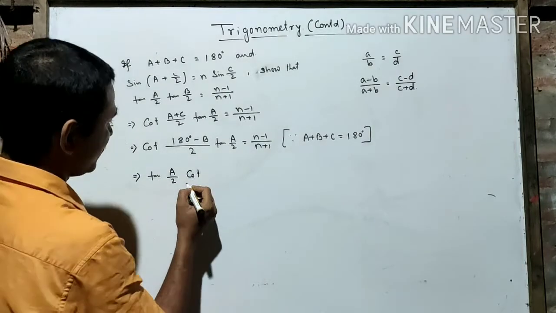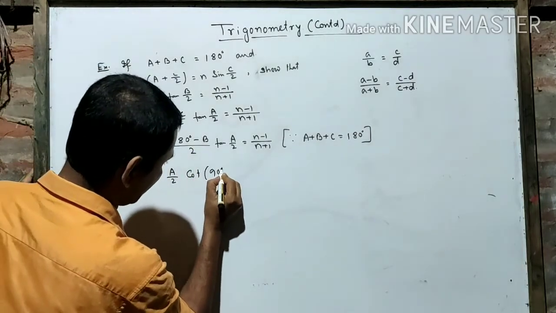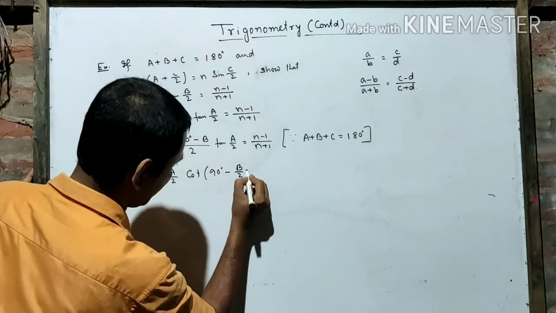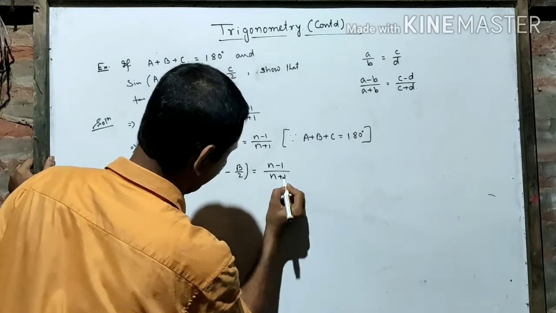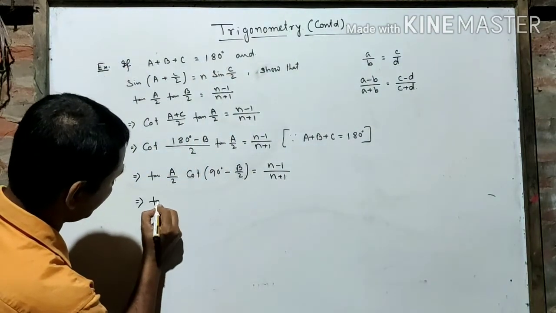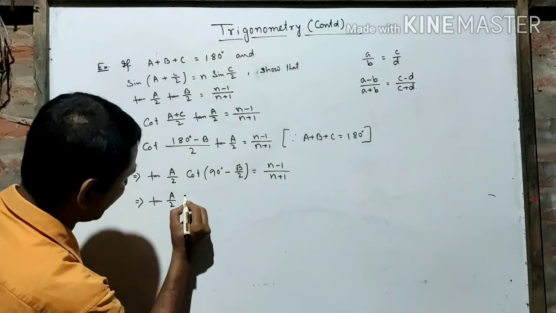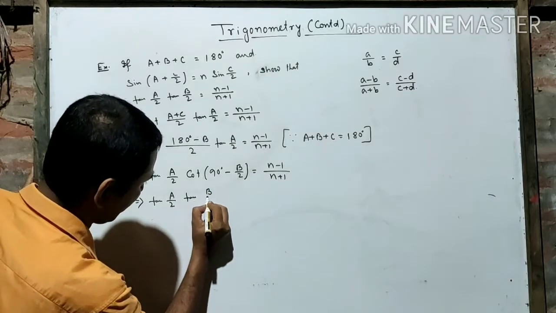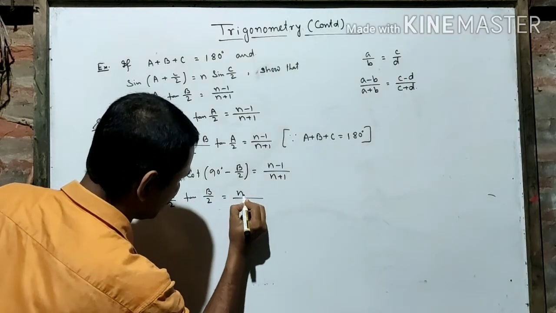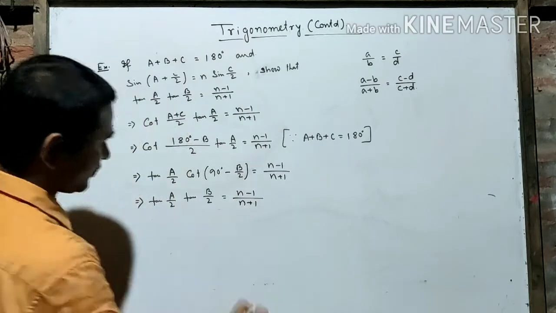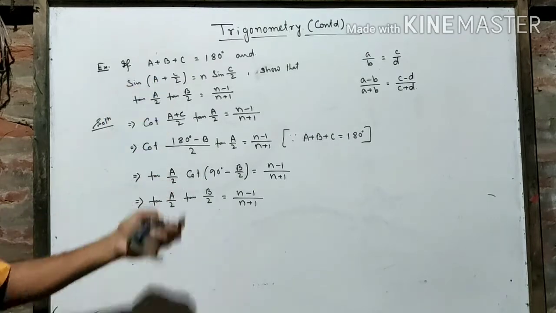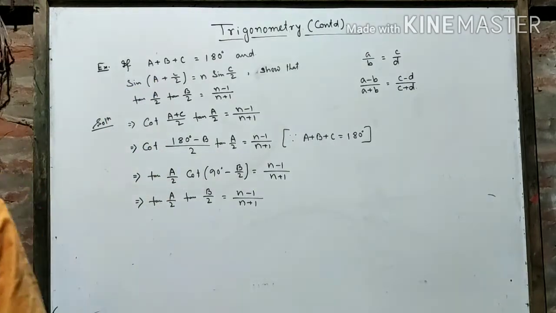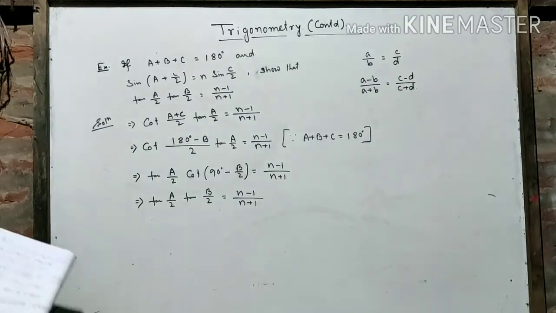Now I write the tan a by 2 first. Then cot of 180 by 2, that is 90 minus b by 2, is equal to (n minus 1) by (n plus 1). This is equal to tan a by 2 into tan b by 2 is equal to (n minus 1) by (n plus 1). Okay. Cot of (90 minus theta) is tan theta. So this proves the result. So let's go for the next question.